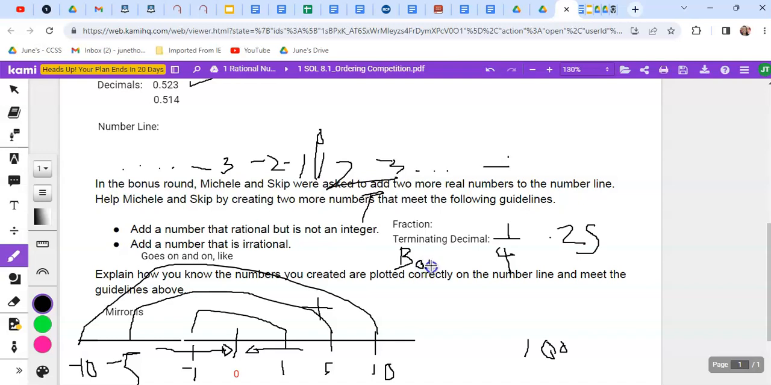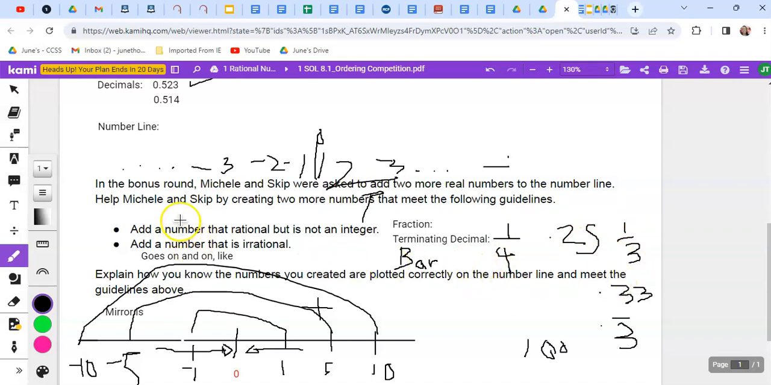I can write 1/3 as a fraction. If I divide 1 divided by 3, it goes like this: 3, 3, 3, 3, 3. And I can write it with a bar on the top to show that it repeats. In this case, it's a rational number. So we can use any of these numbers: 1/4, which is 0.25, 1/3, which is 0.33333.